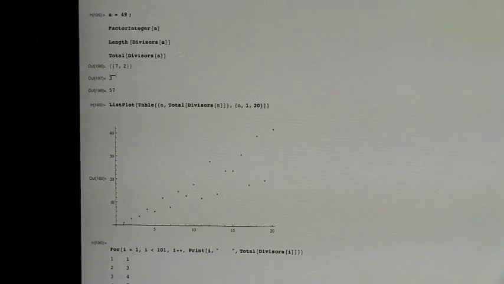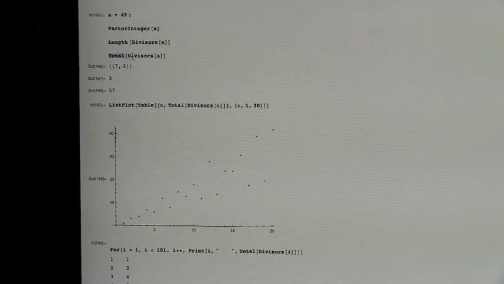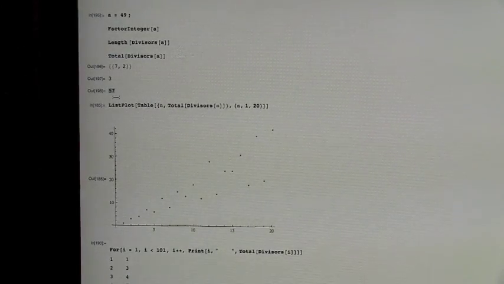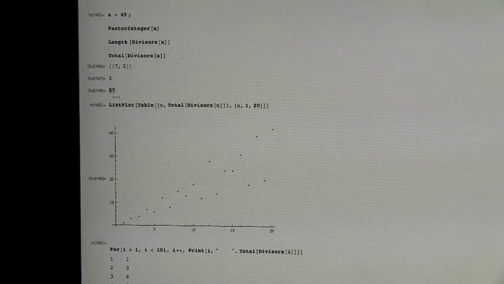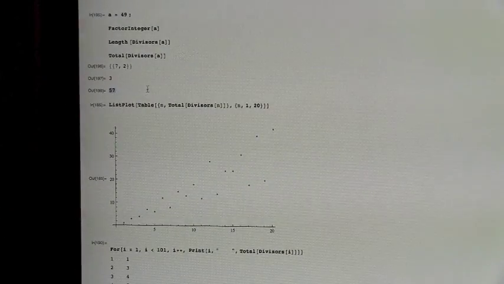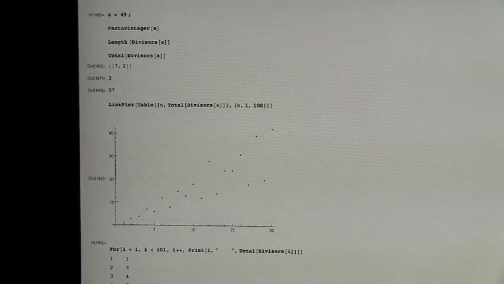Okay, and then what we were specifically looking at today is the total, or the sum, of the divisors, which in this case for 49 was 57. So I'll let you do a little bit of exploring. What are some of the things that you found when you explored? Well, we looked at the list plot function and found what was the highest. I think we did it up to like 10,000.